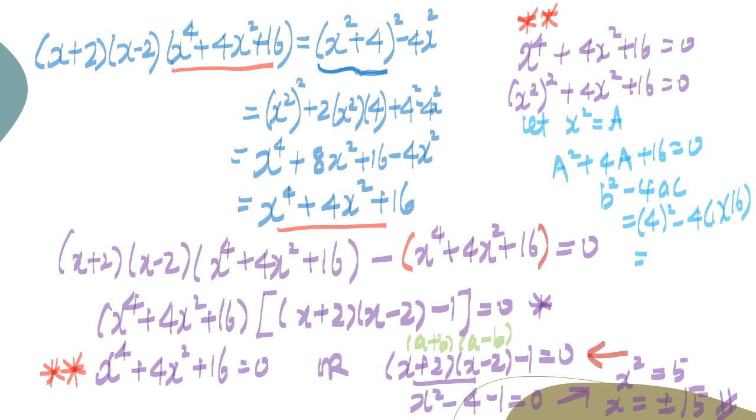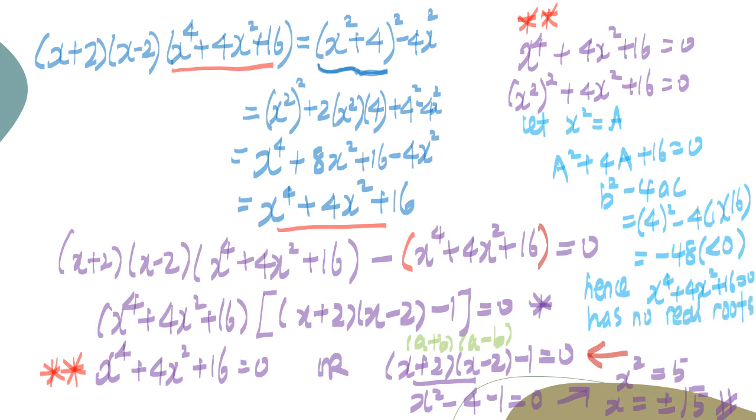And you will end up getting negative 48. And negative 48 is less than 0, which means that this equation, a squared plus 4a plus 16, has no real roots. Right, so if there's no real values for a, obviously there's no real values for x squared. Hence, x to the power 4 plus 4x squared plus 16 equals 0 has no real roots. So therefore, the only solutions are x equals positive or negative square root 5.